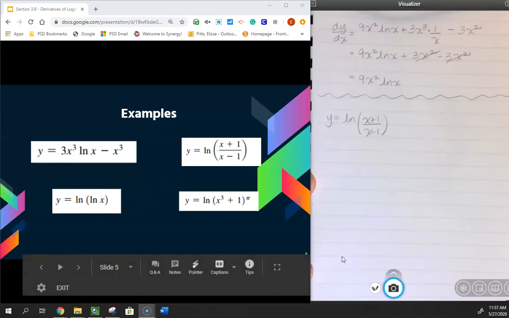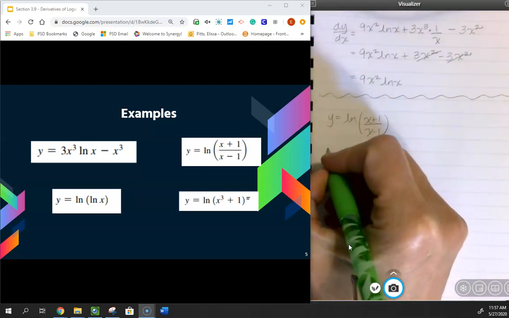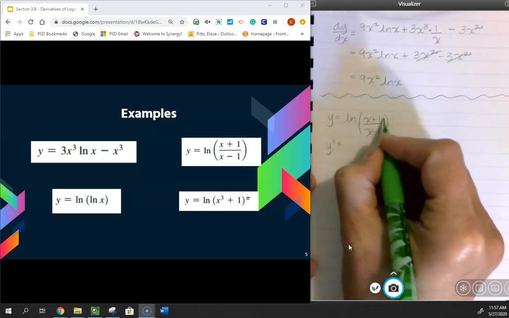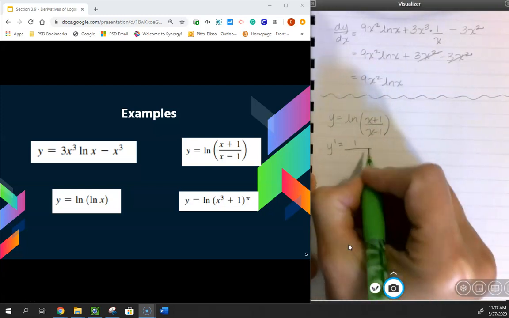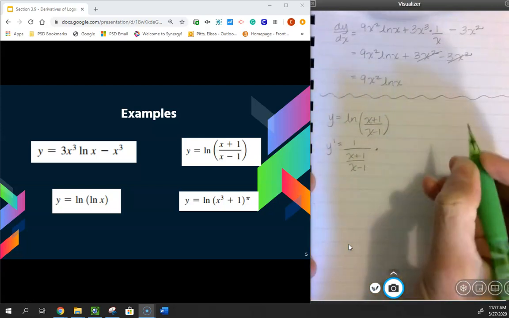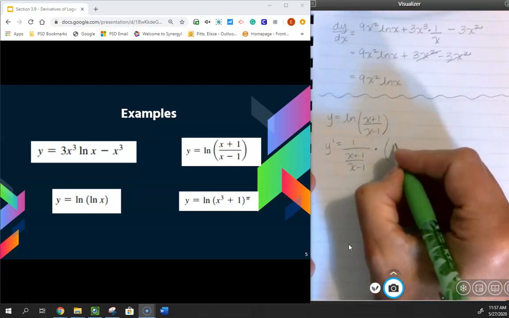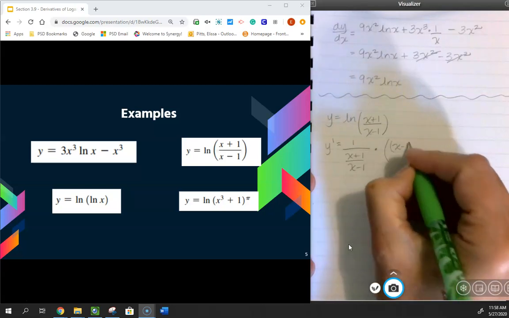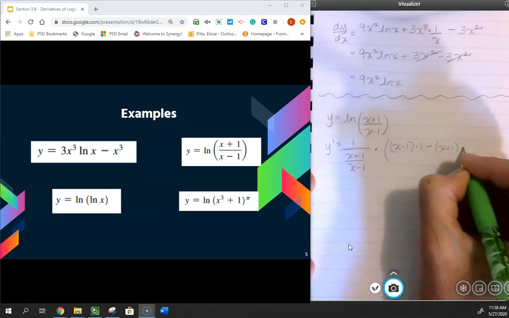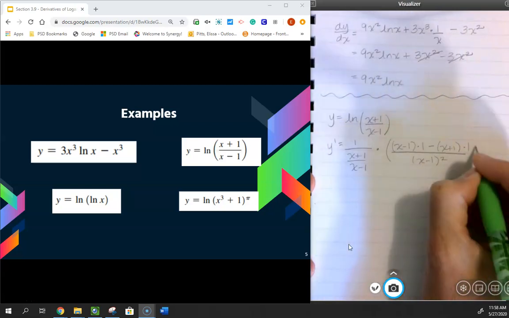y equals the natural log of (x plus 1) over (x minus 1). y prime, or dy/dx. Derivative of the natural log of anything is 1 over that anything times the derivative of that anything. So the derivative of that anything, we're going to use the quotient rule, which is low d high minus high d low all over low squared.